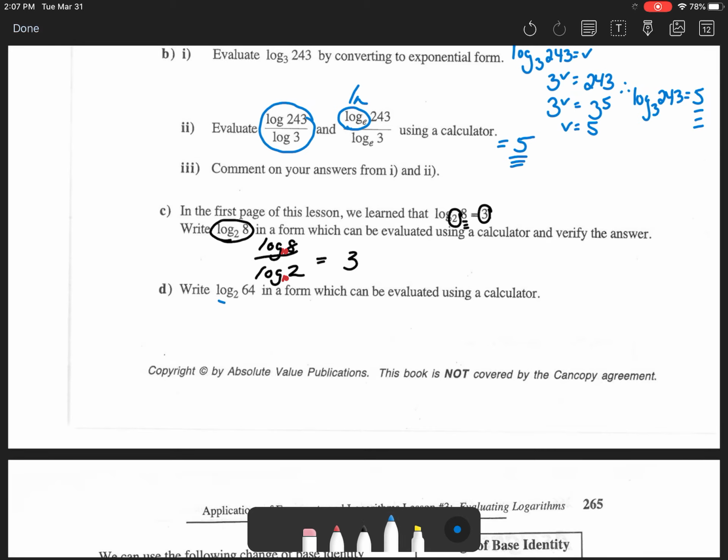Same idea in the next example, log base 2 of 64. So if I want to use my calculator, again, I can use natural logs or base 10, but it's going to be the log of the argument all over the log of the base. So it's log 64 over log 2. So on your calculator, just log 64 divided by log 2, and you'll see the answer there is 6.